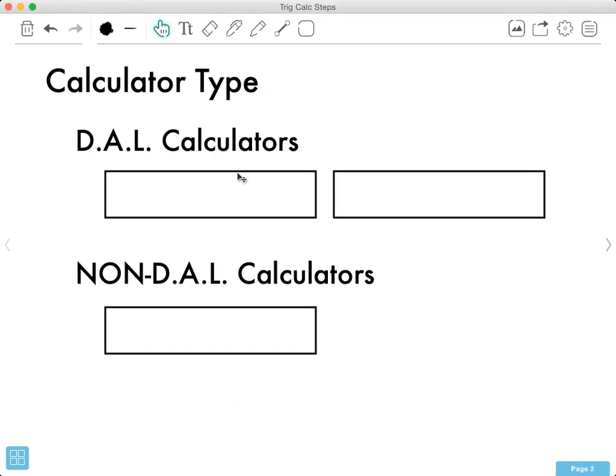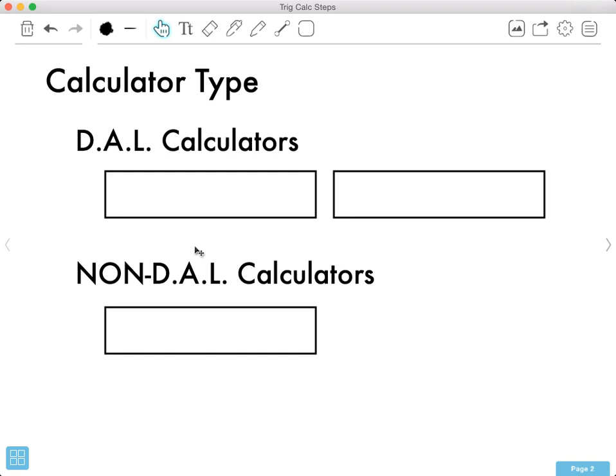Before we can start giving calculator instructions, you first have to determine what type of calculator you have. We're not talking about the brand of calculator like Sharp or Texas Instruments. There's two main types of calculators that refer to how the calculator actually works. There are DAL calculators, where the DAL stands for direct algebraic logic, and non-DAL calculators. How you can tell if you have one or the other, first of all, is just to check your calculator case. If you have a DAL calculator, it'll sometimes say DAL just printed on the case.